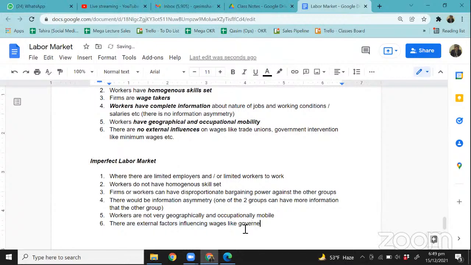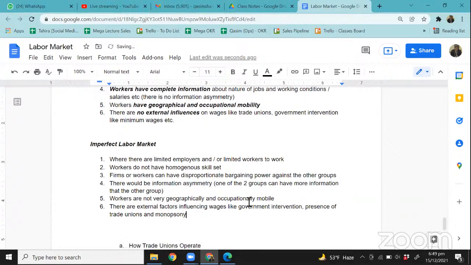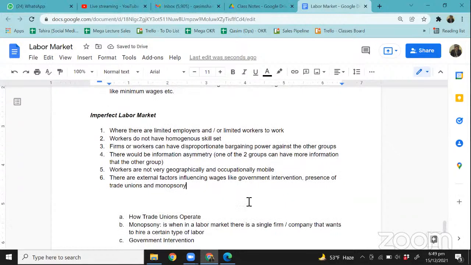But just to be more specific, there is government intervention, presence of trade unions, and monopsony, right? So in the last class, I told you what monopsony is. Monopsony is a market where there's a single employer. Monopoly is different. Monopoly is when there's one producer of a product, right?